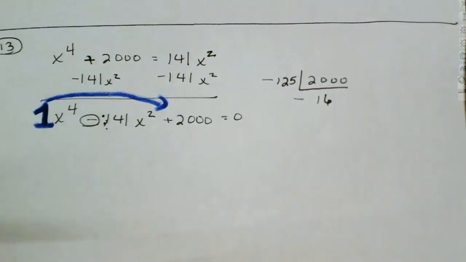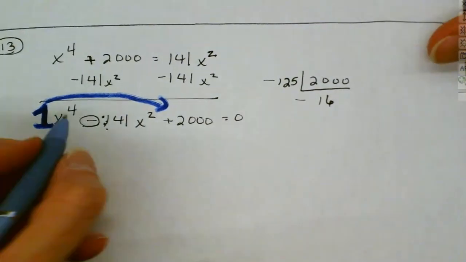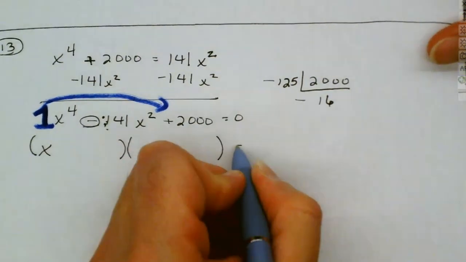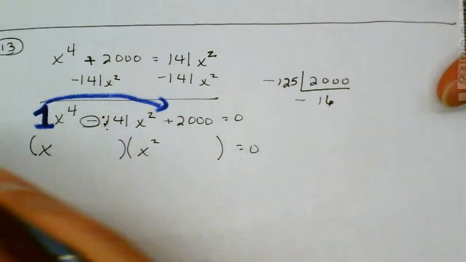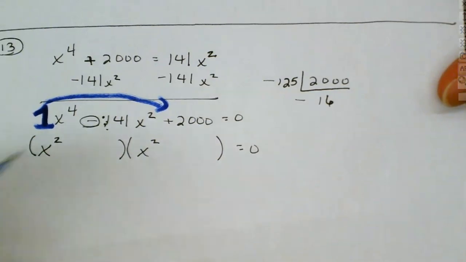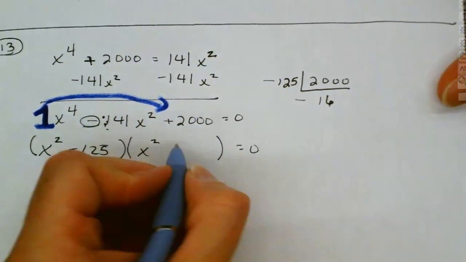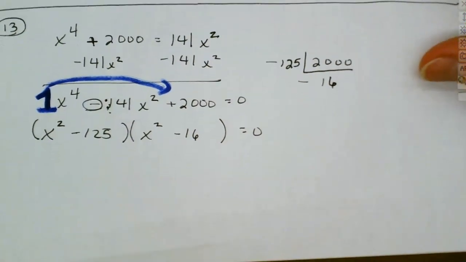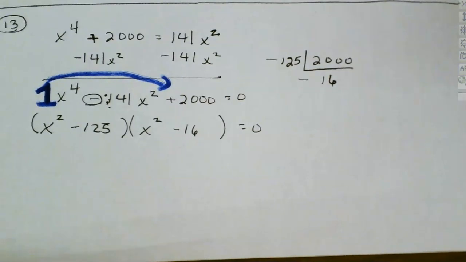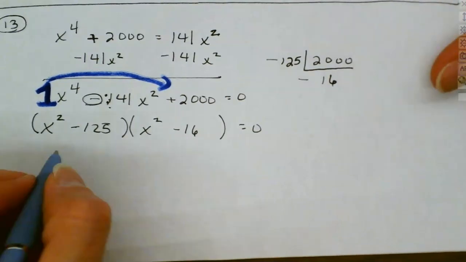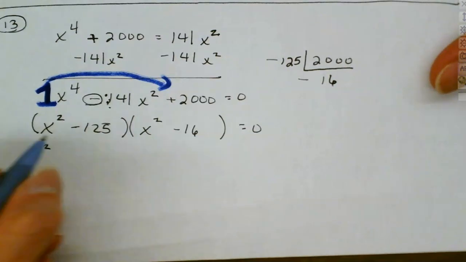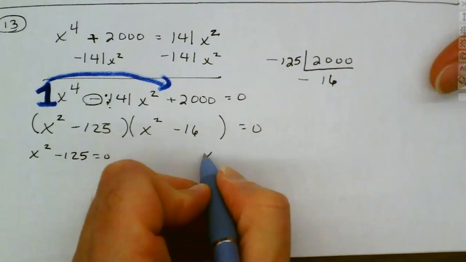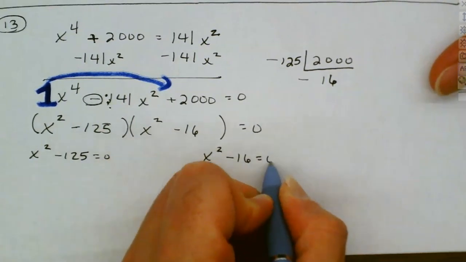Now, once you've gotten that, let's do a couple more steps. So that is now going to be, when I break it down, not x and x anymore. It's x squared and x what? Squared. Minus 125 and a minus 16. Okay, now what do we have to solve? We've got to solve x squared minus 125 equals 0. And the other one is x squared minus 16 equals 0.